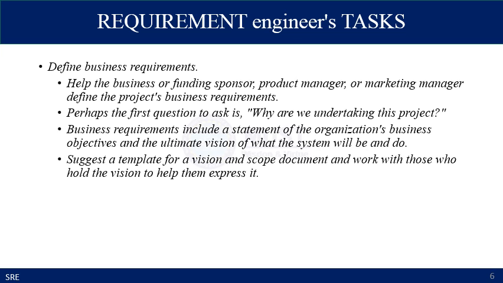So business requirements include a statement of the organization's business objective, the end goal of the software product, and the ultimate vision of what the system will do or what benefit will be gained from the product. It also suggests a template for a vision and scope document and works with those who hold the vision to help them express it.